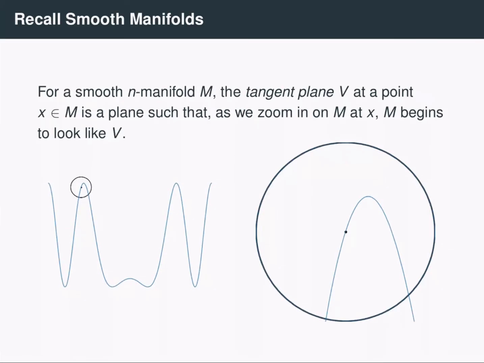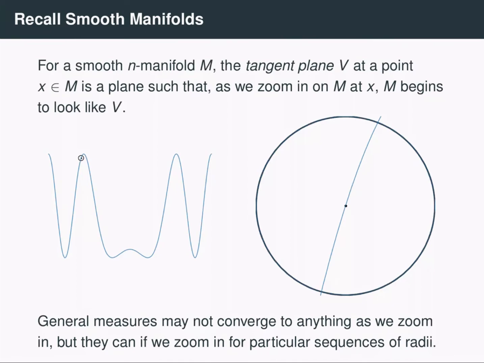So recall that for smooth manifolds, at any point along a manifold, if I start zooming in at that point, then my manifold begins to look more and more like an n-dimensional plane, which we call the tangent plane. Here, for example, I have a smooth curve, and I've highlighted a ball centered on the curve and then blown up the image of my curve inside that ball to the unit ball on the right. Notice that if I take smaller and smaller balls and blow up the image, that is to say, if I zoom in on my curve in smaller and smaller balls, the curve is getting flatter and flatter and looking more and more like a line.